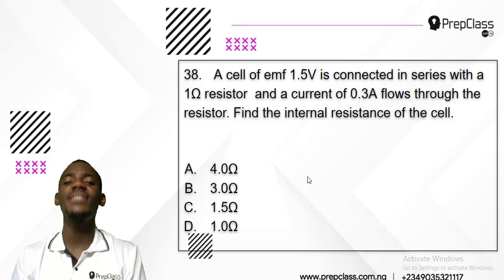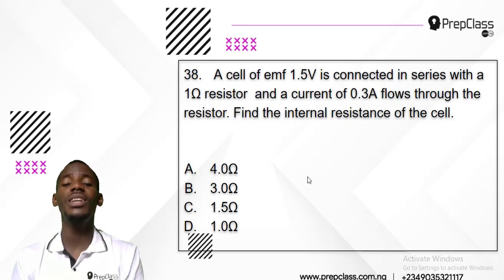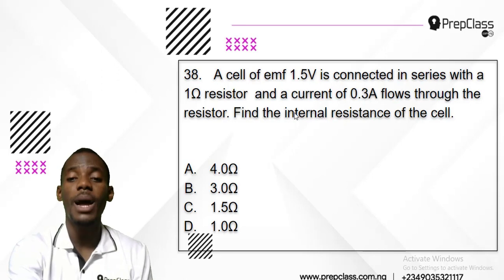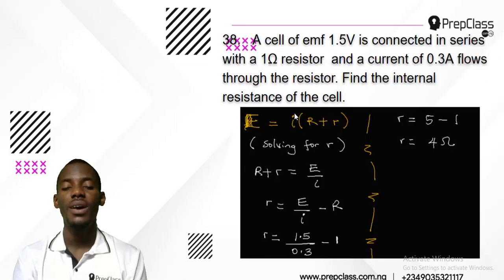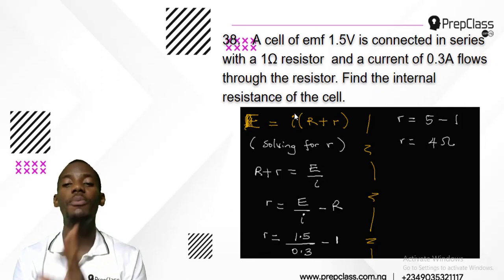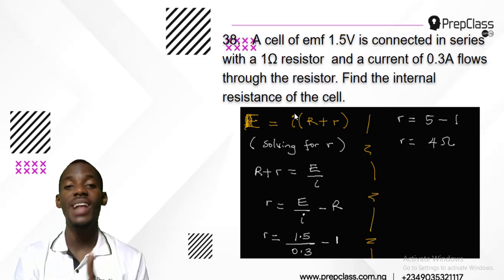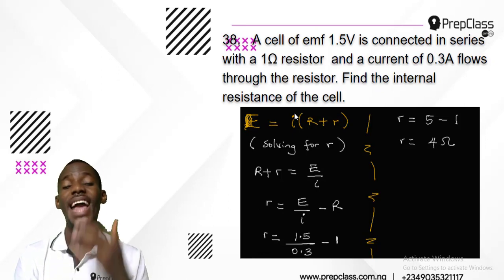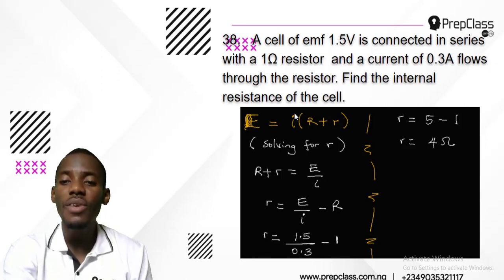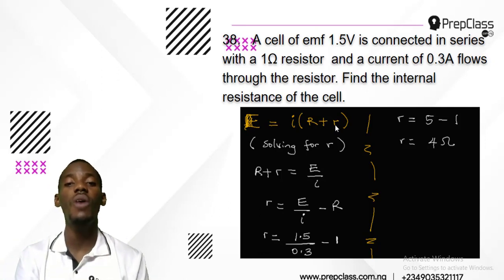Whenever a physics question has two different resistances with voltage and current, you need to know that the question uses the EMF formula. E equals I bracket R plus r, where E is my EMF, that's electromotive force. The I is the current, and the capital R is the external resistance, while the little r is the internal resistance. But the question is to find the internal resistance. That means I'm going to make this r the subject of the formula, or solve for the small r.